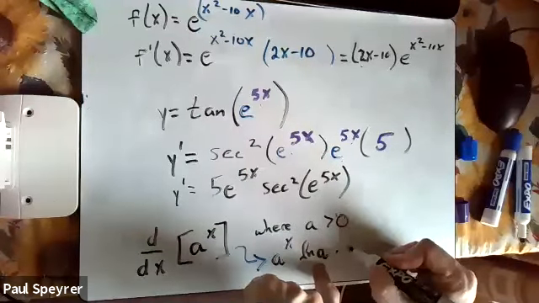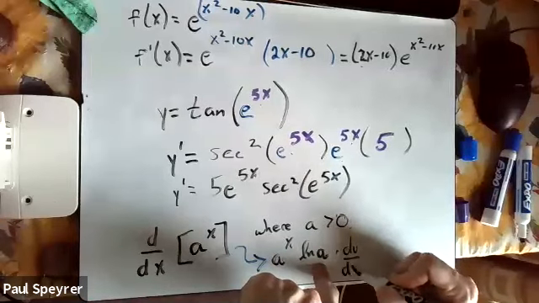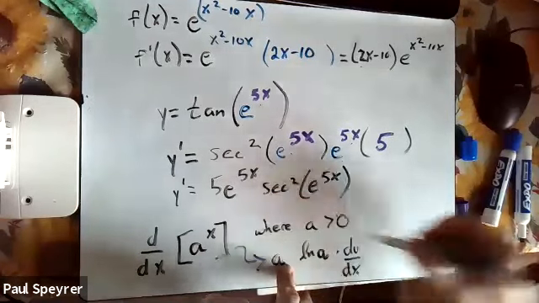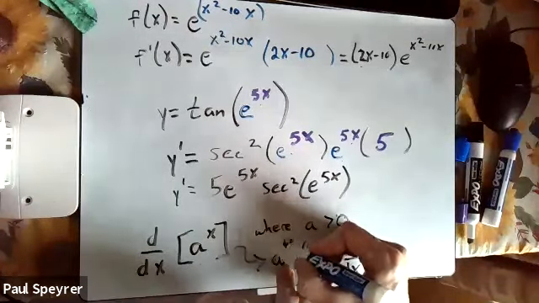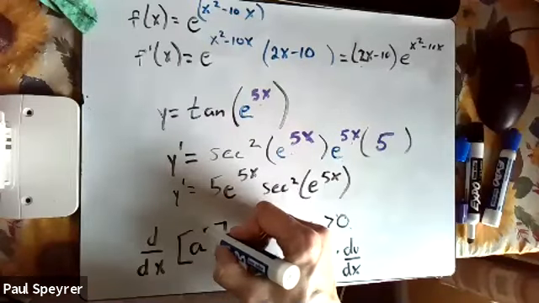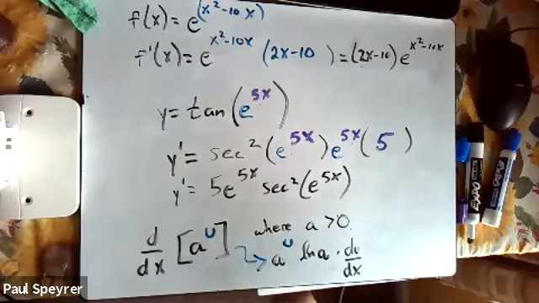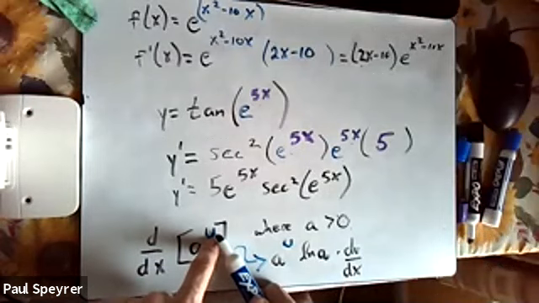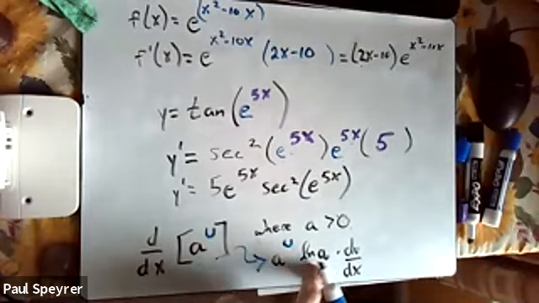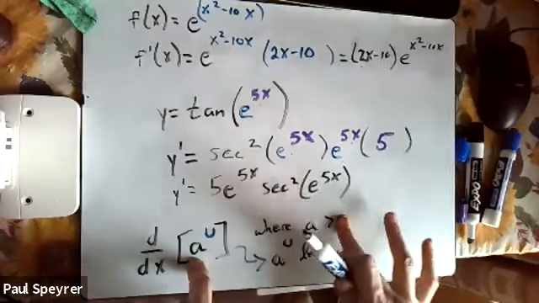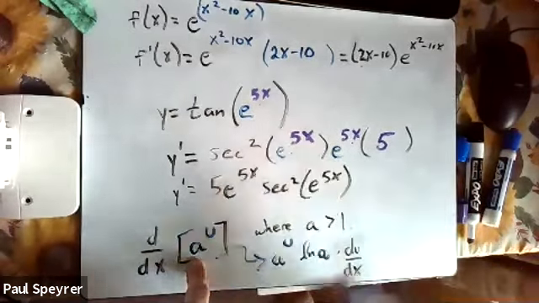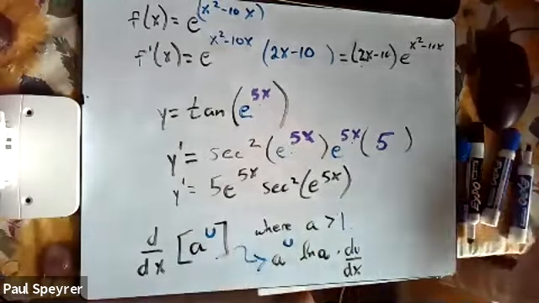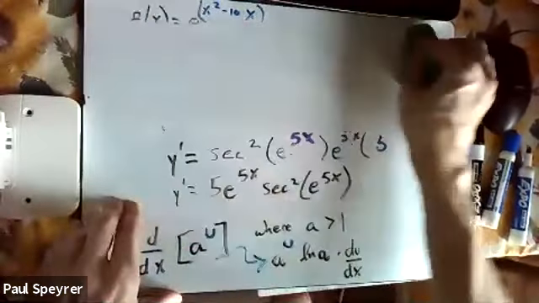times du dx. So I need to change a couple things, make this a u right here. This is u, and this is u right here. So again, it's chaining. The derivative of a to whatever is a to whatever, natural log of a, that's your constant, times the derivative of the exponential chunk. So again, it's still the chain rule right there.